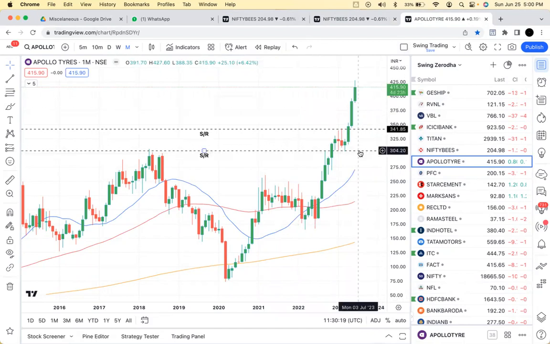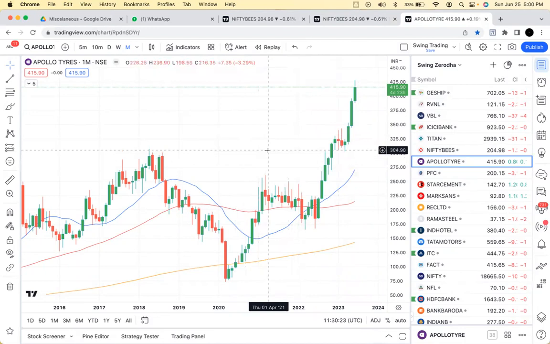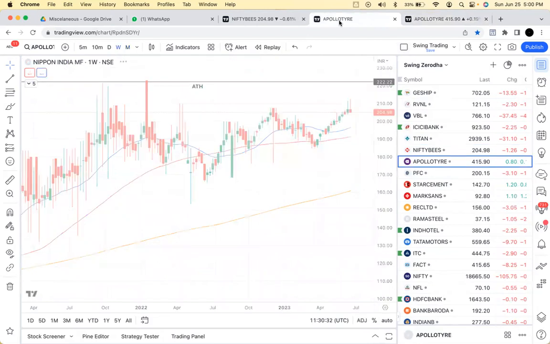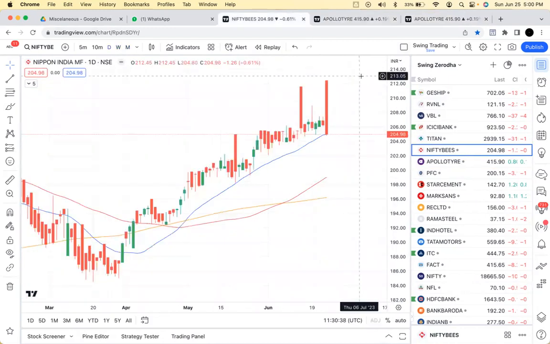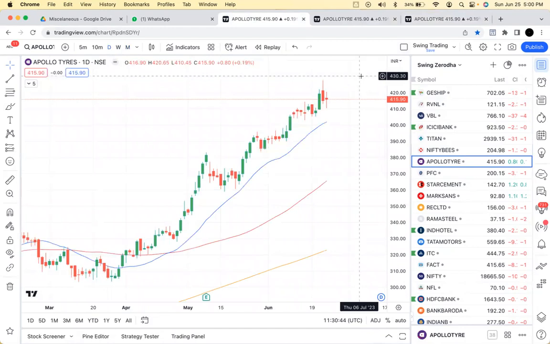It's pushing through. I'm going to move these support resistance lines. All right, here we are, 20, 60, 200 for Apollo Tire. On the monthly chart, it's looking good. And now on the weekly chart, again, it's looking good. And then on the daily chart, let's see what happens here. Daily chart also looks good for Apollo Tire.